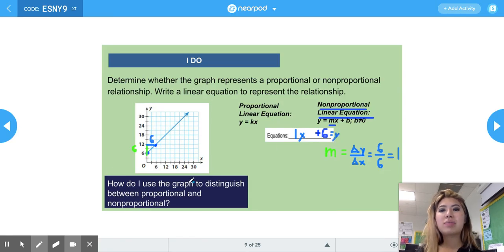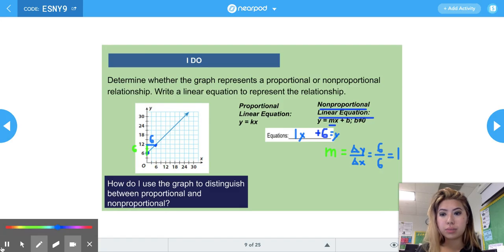And I can use this graph to distinguish between proportional and non-proportional relationships because, as was already mentioned in the previous slides, lines that have a y-intercept are non-proportional. Lines that go through the origin are proportional.